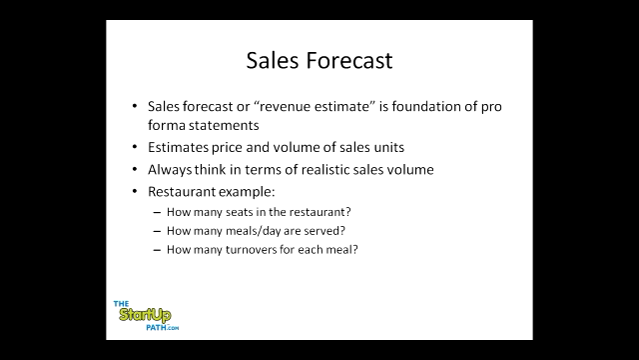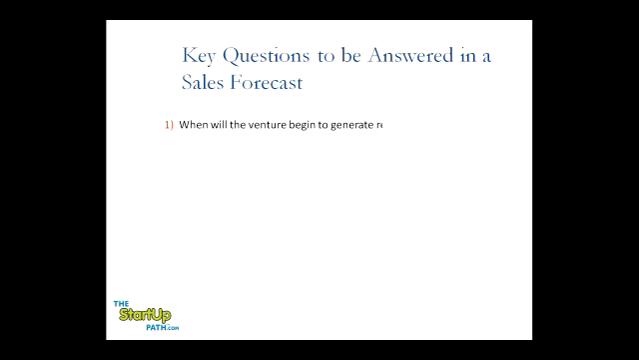So let's just say you're going to start a restaurant. How many seats do you have in the restaurant, right? How many meals per day are you going to serve? What are the price points of those meals? What's the average ticket price? How many turnovers are you going to have for each table during the day? There's all kinds of metrics that each industry will have that you can certainly research to make sure that you're covering the appropriate metrics and have a pretty good, realistic forecast of what's going to happen in your venture. So here are some key questions that you need to answer.